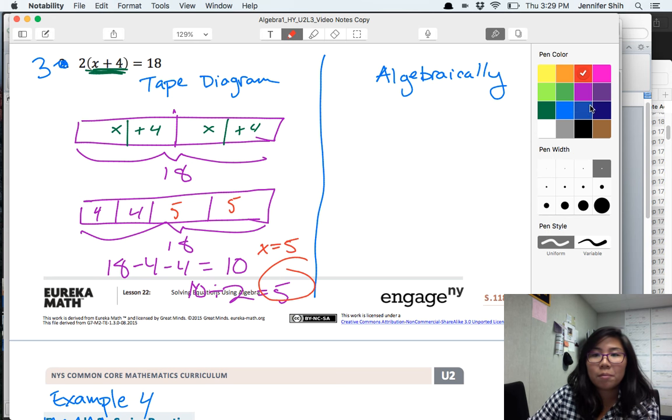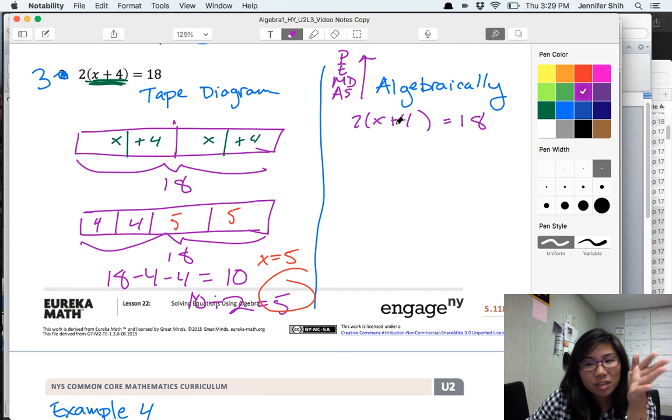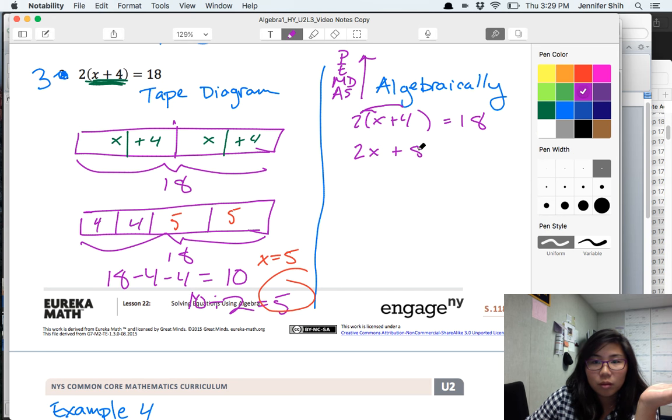Let's do it algebraically. 2 times x plus 4 equals 18. So we are going to do our PEMDAS backwards. We're going to solve. So is there addition? Yes, but it's inside the parentheses, so we can't do it yet. Is there multiplication and division? This is 2 times x. So there's 2 ways you can do this. You can either divide both sides by 2 right now, or some of you are going to practice your distributive property and distribute before you solve, because now this looks like something you can solve.